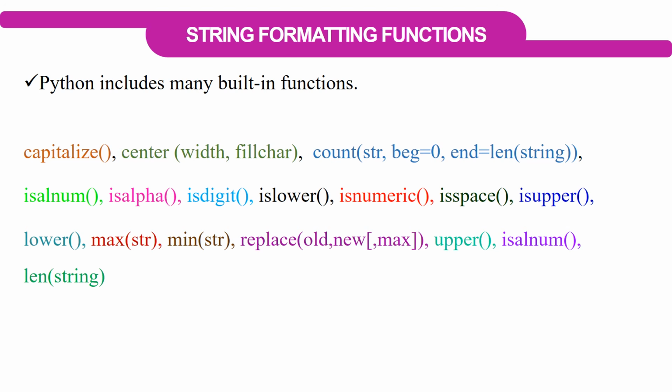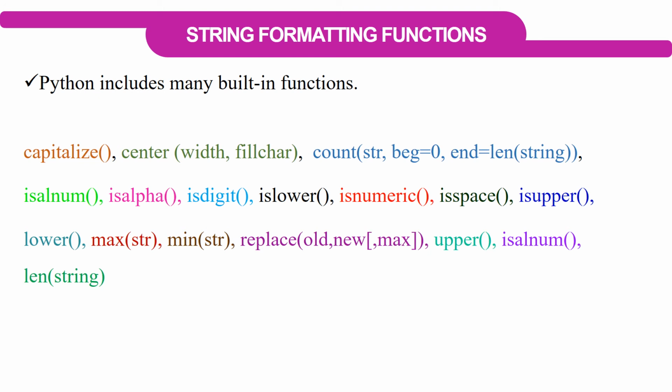The next one is isupper: if there is at least one cased character and all cased characters are in uppercase letters, it returns true. Similarly for lowercase letters, islower. Then max(str) returns the maximum alphabetical character in the string. Then min(str) returns the minimum alphabetical character in the string. Then the replace function replaces all occurrences of old in the string with new, with a maximum number of occurrences if max is provided.